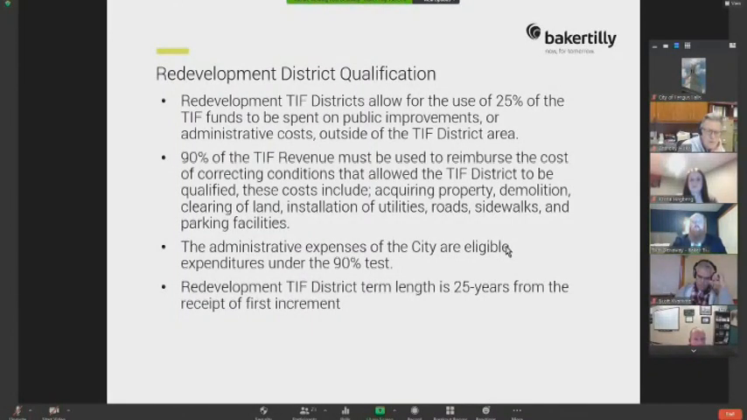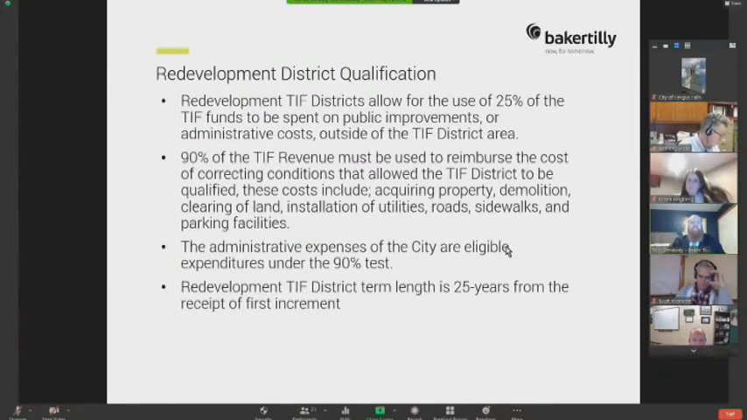The idea behind this 90% test from the statutory standpoint is that they want to make sure we're using TIF to remediate the things that allow the property to be blighted and to allow this specific development to be redeveloped, as opposed to trying to capture increment from this and spend it somewhere else, or spend it on something that doesn't have a direct nexus to the property. The idea with this test is to really focus the use of TIF on the project itself, as opposed to trying to find other creative uses for it.